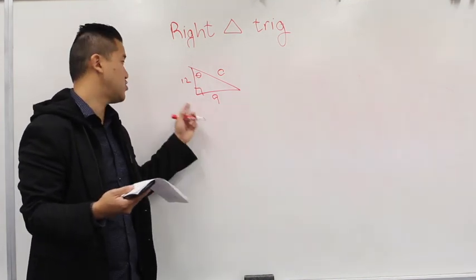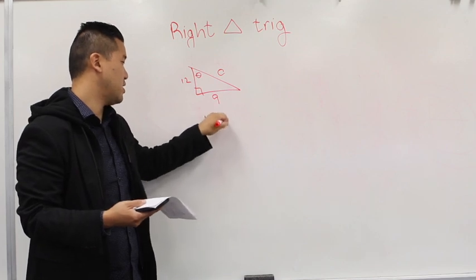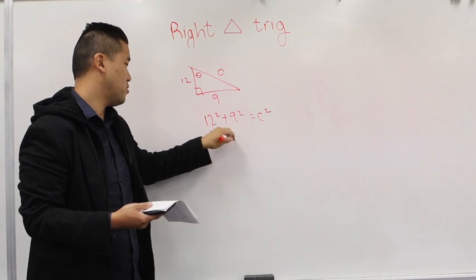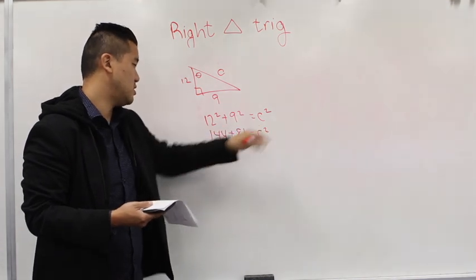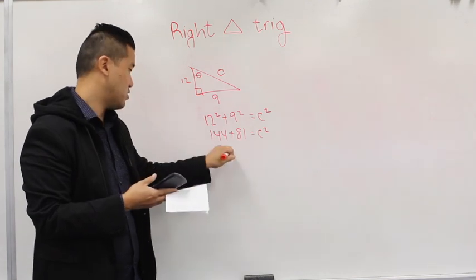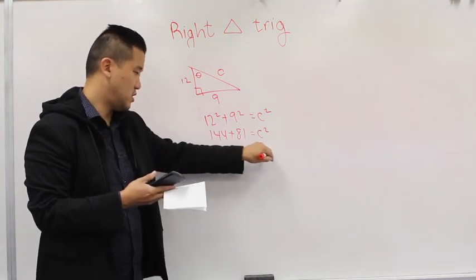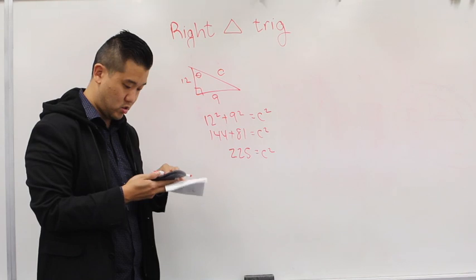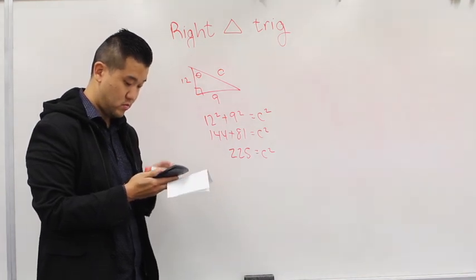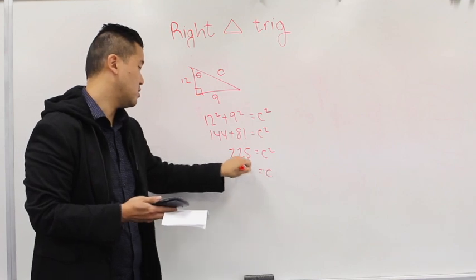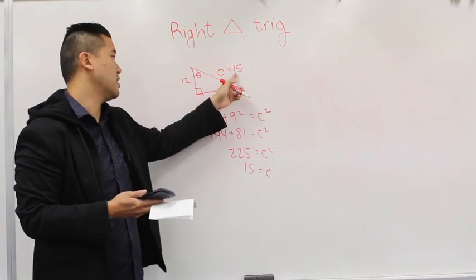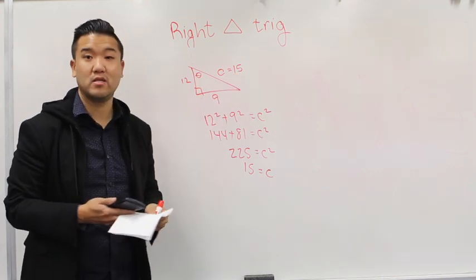Alright, welcome back. Let's try this. So it's 12 squared plus 9 squared equals C squared. So 144 plus 81 equals C squared. And let's do that. So you have 225 equals C squared, and then square root the answer. We get C equals 15. So this is 15. Once again, it's the longest length compared to 12 and 9.